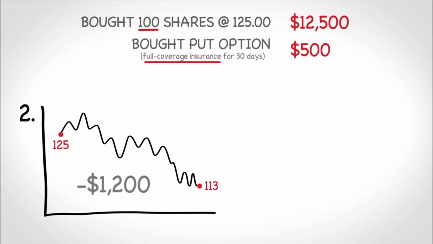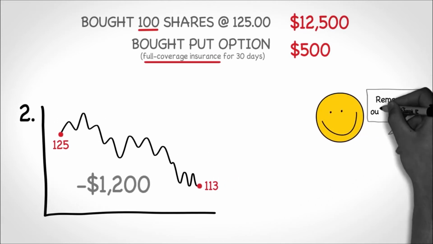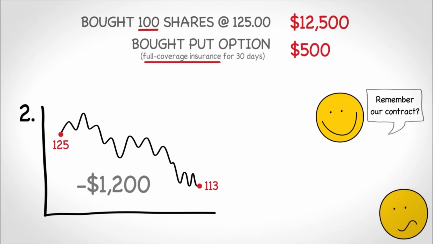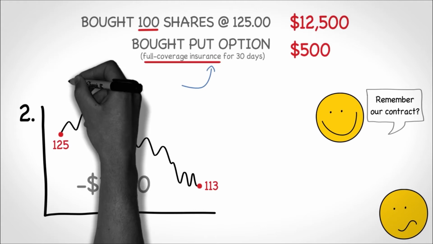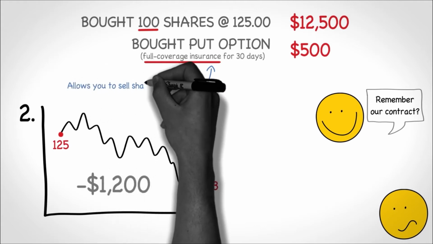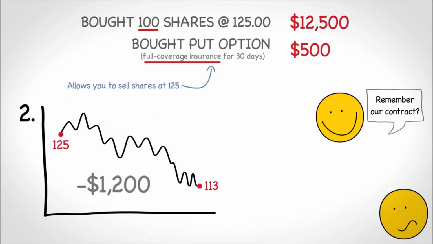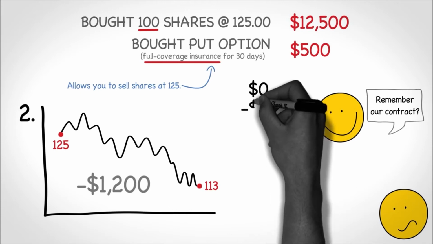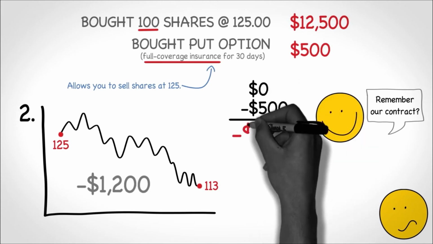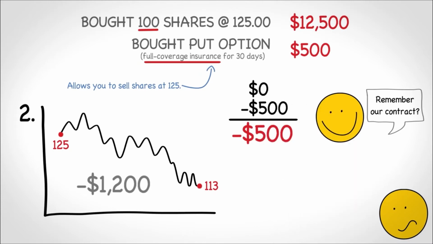Now, you go to the person who sold you the option and say, hey, remember our contract? Even though the stock is at 113, you are able to exercise your option to sell your shares at 125 per share. So you lost nothing on the stock. Your only loss in this scenario is the $500 you paid for the put option, much better than the $1,200 that you would have lost if you did not purchase this option contract.